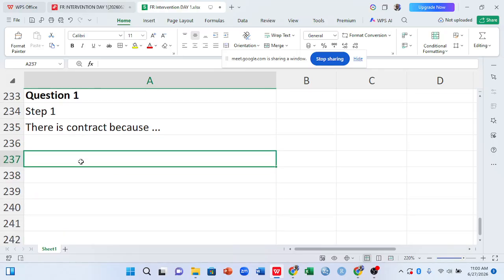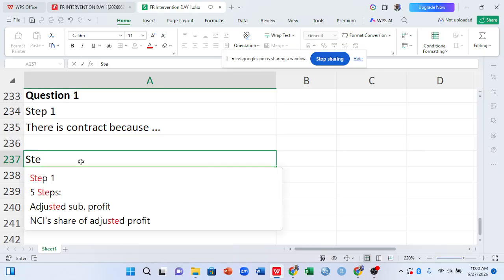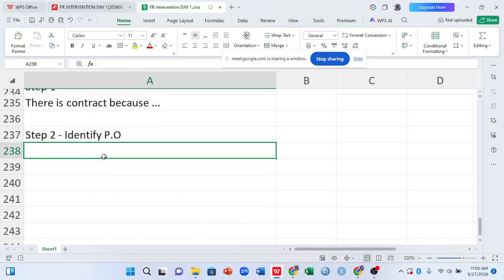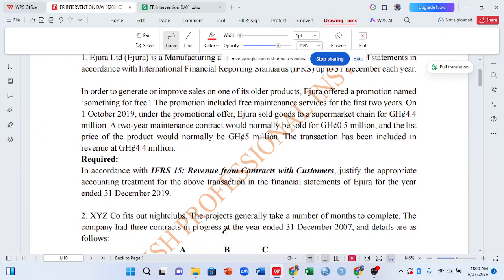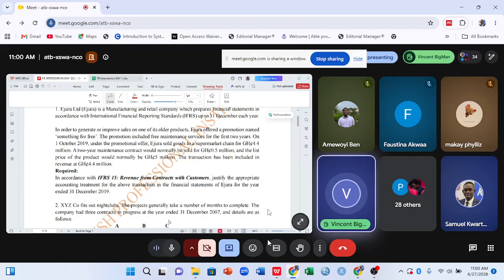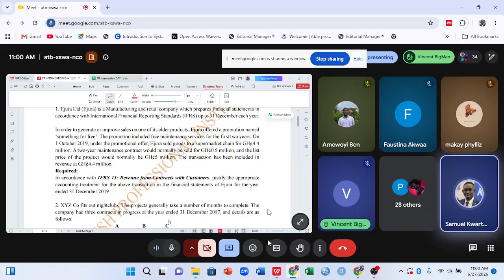Let's go to step two. Step two stipulates that we should identify the performance obligation. Let's check how many performance obligations we have here. How many performance obligations? Vincent, is your hand up or is it from the old one? Yes, please. Two contracts, two performance obligations, sir. Okay, there's two performance obligations. Thank you, Vincent. What are they? A different person, what are they?